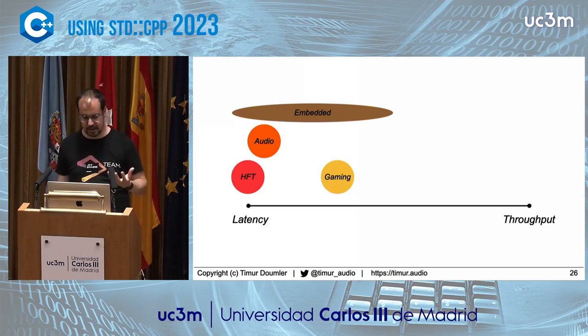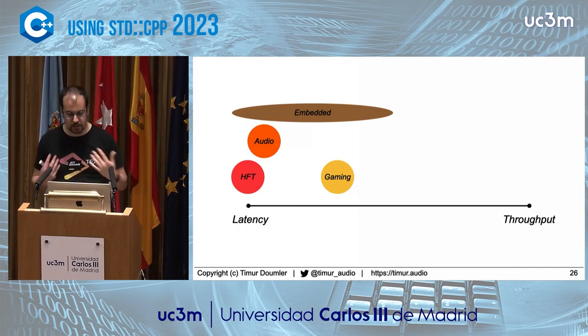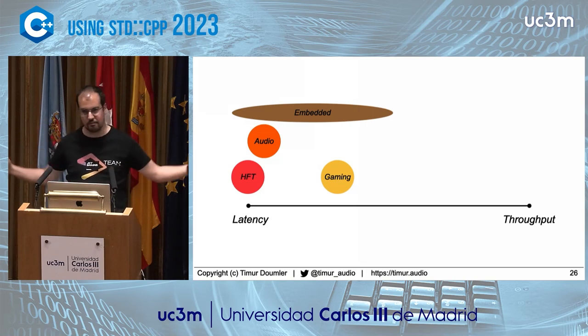Right. So, for example, in gaming, you're interested a little bit more in latency because you really don't want to drop frames. You want to have a fast frame rate. It's very, very important. But you also want to have bandwidth. You want to render lots of monsters at the same time, and they need to look crispy and have lots of detail. So you want to optimize for both, but maybe you're a little bit more on the latency side because you really don't want to drop frames.